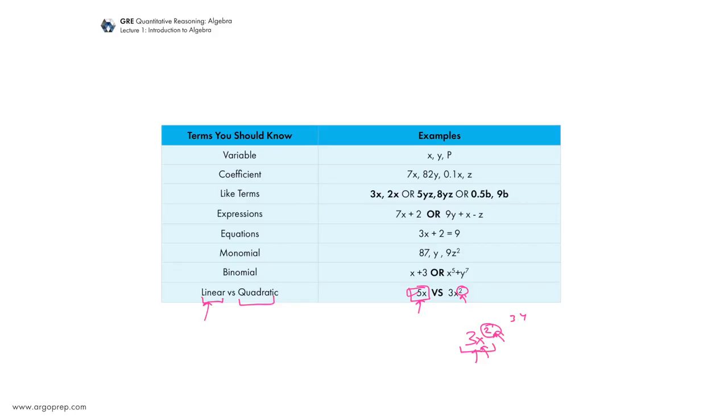And of course, if you were to graph this quadratic term, you will get a parabola, but we're going to talk about that much more in detail when we go into coordinate geometry, which is all the way at the end of the foundational videos for algebra. So these are terms you should be familiar with. Let's go on and move on to the last slide. We're going to be talking about how to translate basic algebraic phrases into expressions.